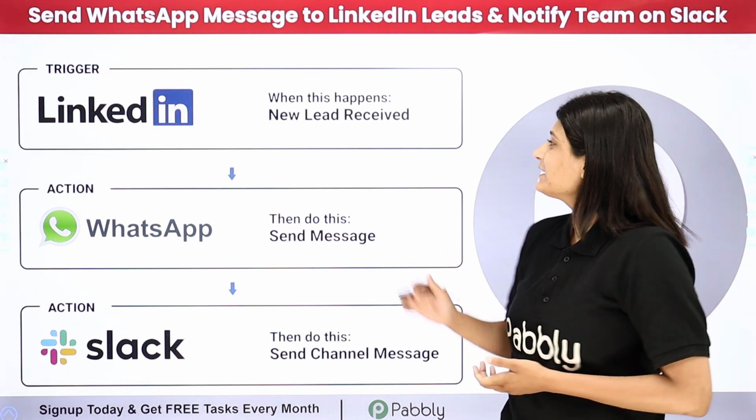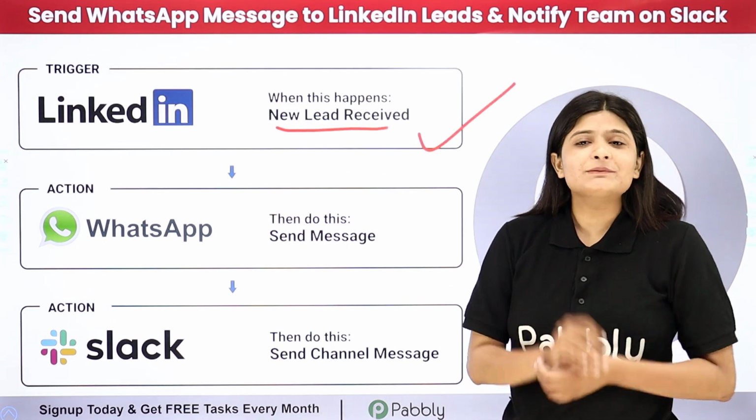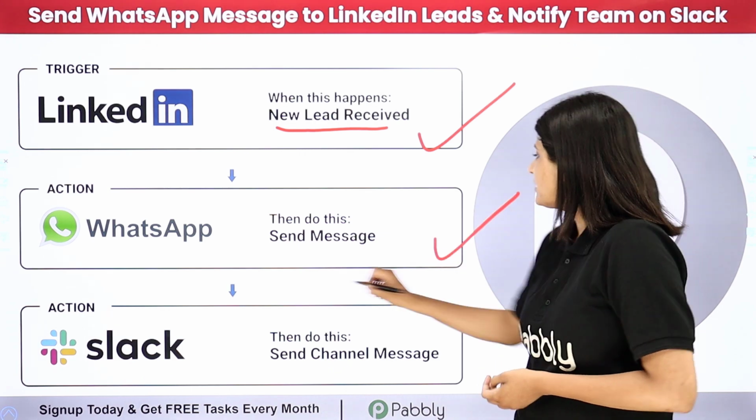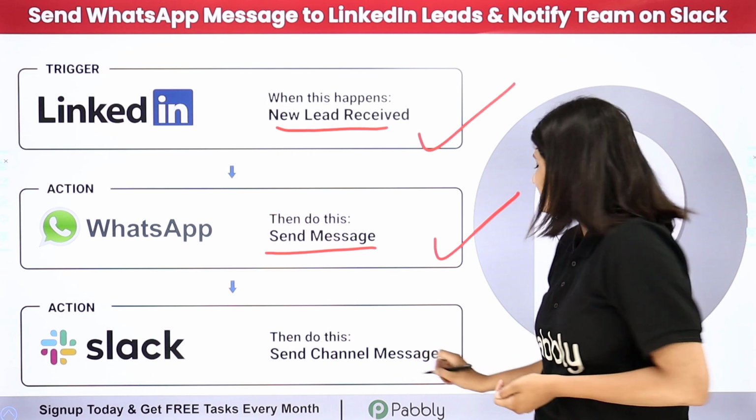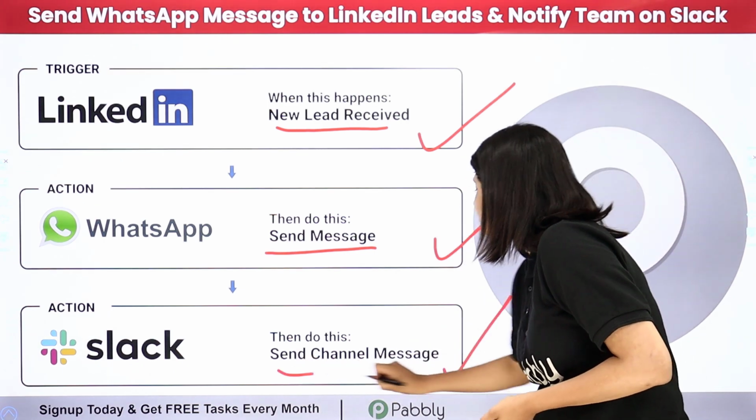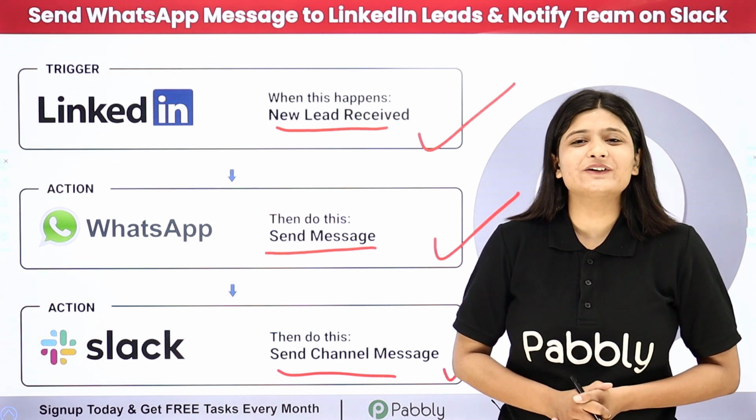Here as my trigger application, I will take LinkedIn, from where I will receive the new leads, and in my action application I will take WhatsApp, where my leads will receive an automated follow-up message, and Slack, where my team will be notified about this new lead. If you want to learn this amazing automation step by step, let me take you all to my screen.